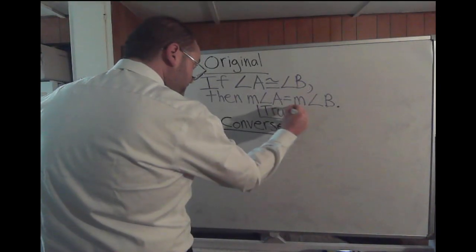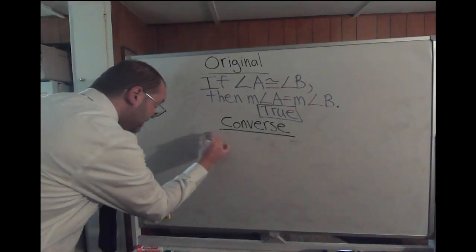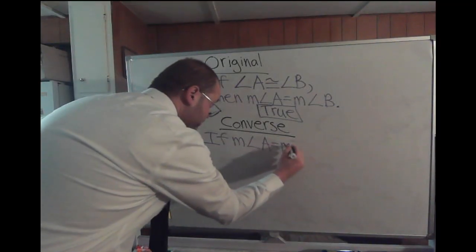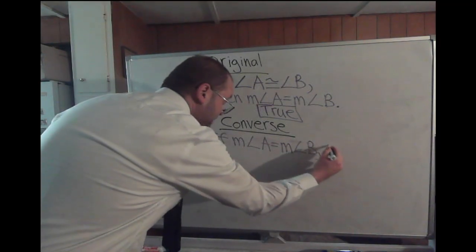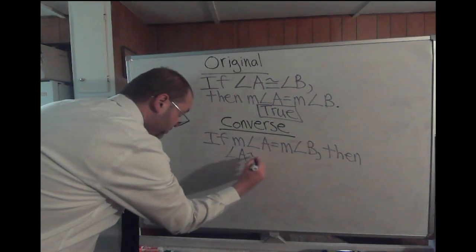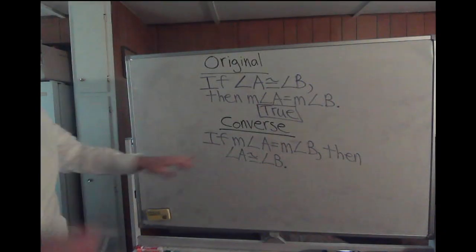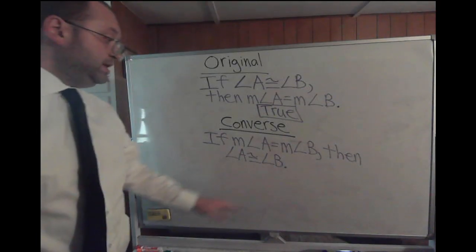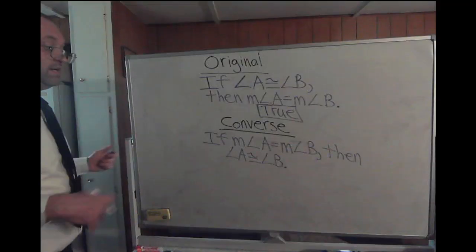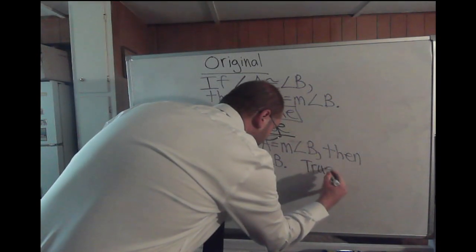So the original statement is true. Now what about the converse? If the measure of angle A equals the measure of angle B, then angle A is congruent to angle B. Alright, so the converse statement is if the measure of angle A equals the measure of angle B, then angle A is congruent to angle B. Well, that's true. Yes, angles equal or congruent, they mean the same thing. So the converse statement is also true.